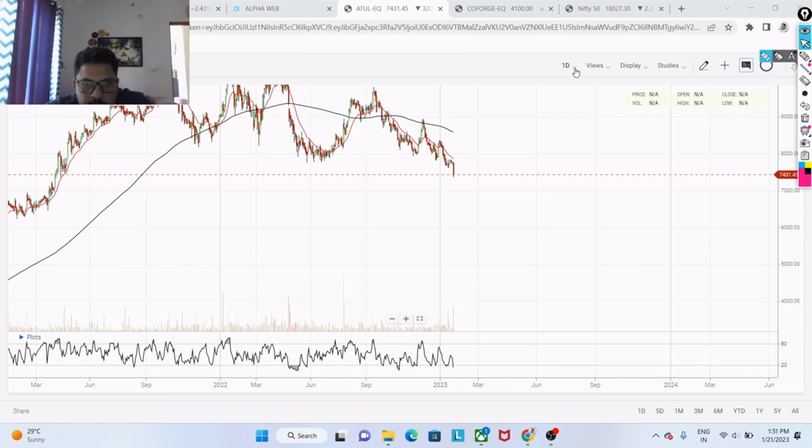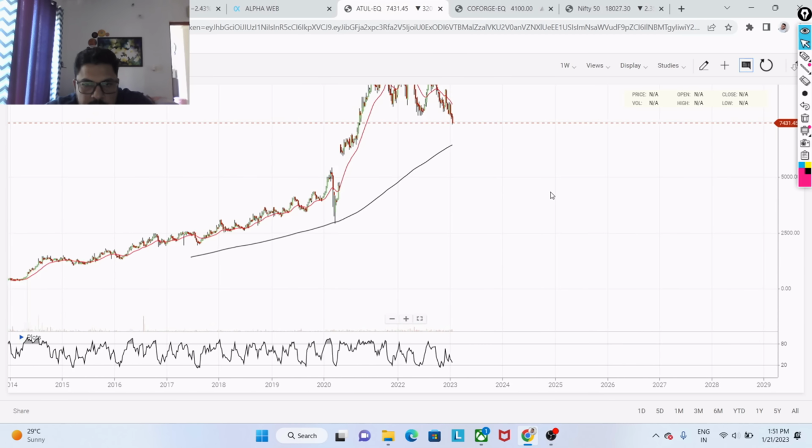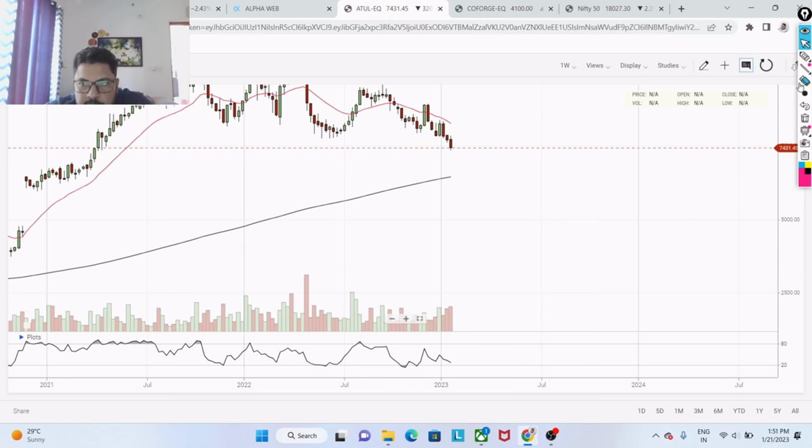And what will be the target? We can look at a weekly chart. For targets, you can easily keep this 200 period moving average as your target on a weekly time frame. So there is room for it to come down. So this is your target on Atul. This is a short entry.